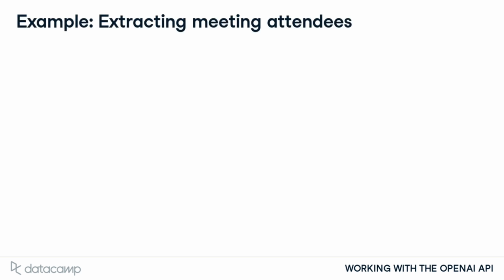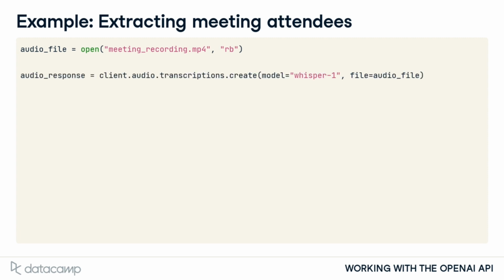Let's use Whisper to extract the attendees from a meeting recording, where we know it starts with introductions from each of the attendees. We start by opening the audio file and assigning it to audio_file. Next, we send the audio to the Whisper model and request a transcript with the transcribe method. To extract the transcript from the response, we extract the value from the text key.